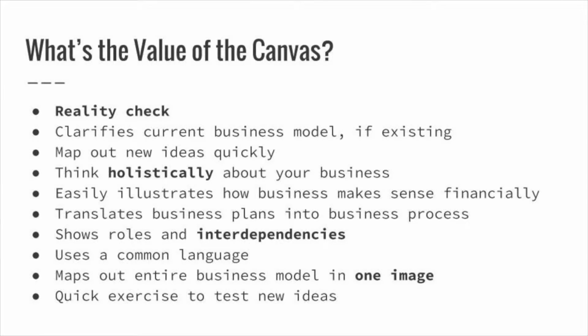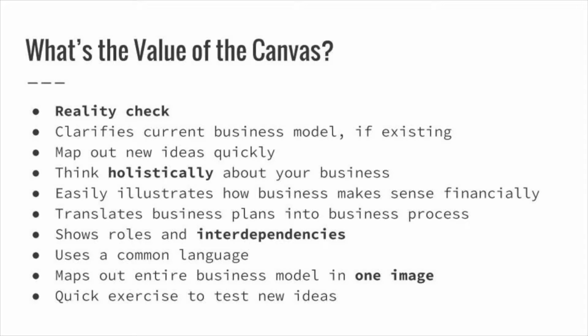Okay, so the canvas I think is an especially useful business model tool because it's a great reality check no matter where you are in your business. So even if you already have a fully developed business plan, this is a great point to take a step back and see if you're doing what you said you're going to be doing. It helps clarify your current business model. If it's really long and lengthy, it helps you condense it into one spot. It helps you map out new ideas quickly. So let's say you're thinking about opening a new farm stand or doing a new farmer's market or selling wholesale. You could actually use the canvas for just one of those concepts rather than your whole business and map it out and quickly see if it's feasible or not.